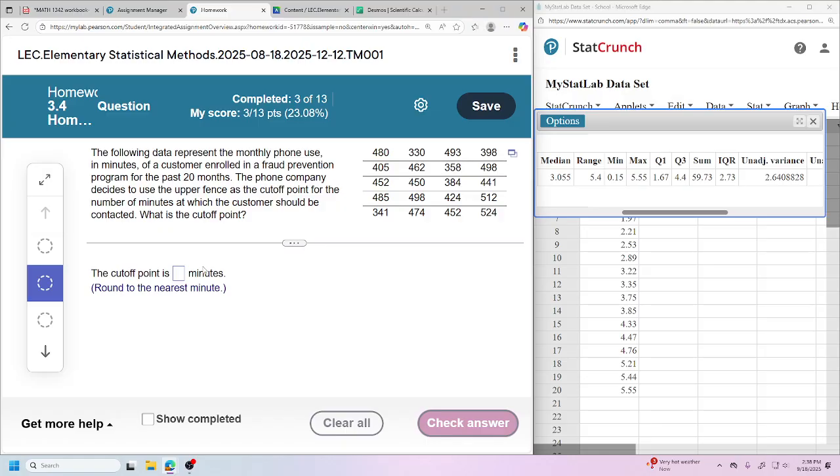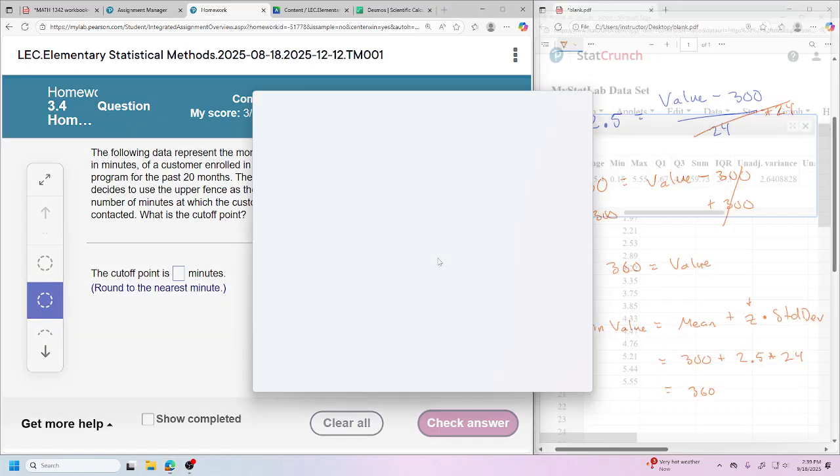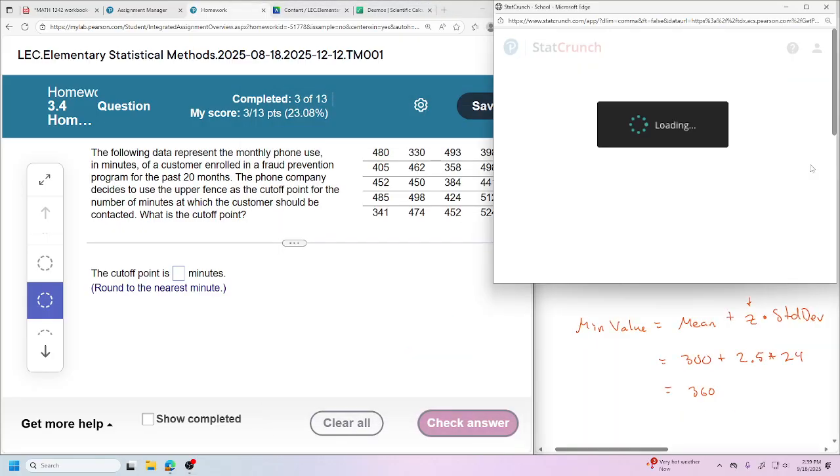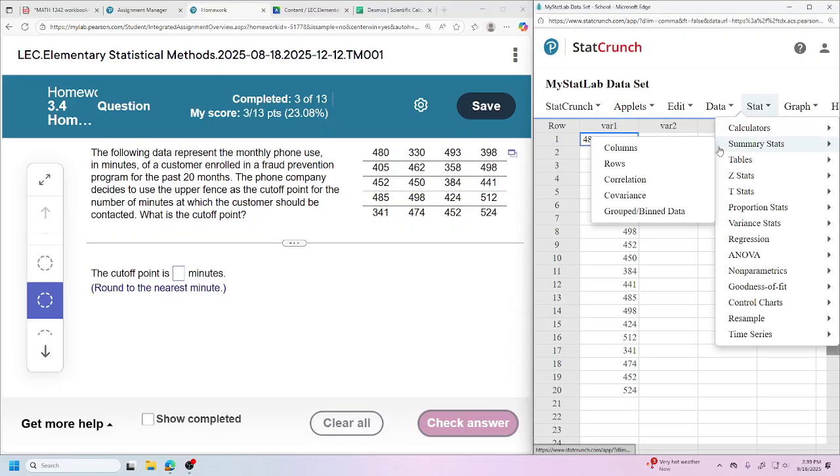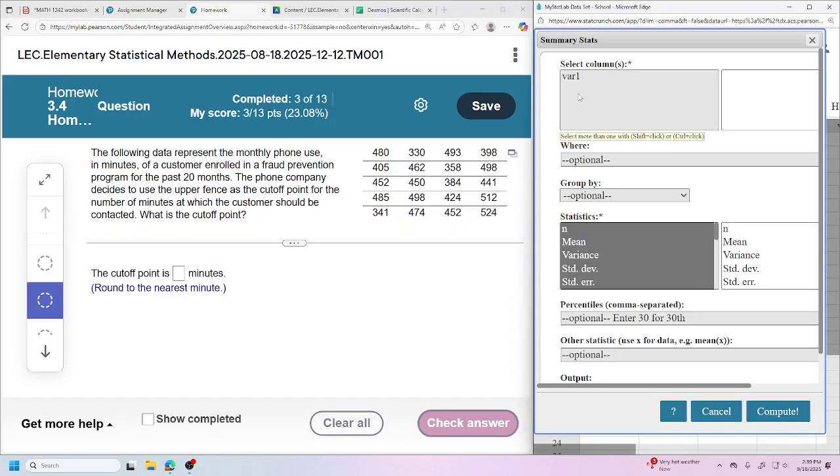Another StatCrunch one. Let me just verify. It decides to use the upper fence. I want to do it because it's a little different, okay? I want to see. Oh, okay, there's not too many more questions. Y'all okay hanging out for a second? All right, cool. This one's a little different than the other ones. It's worded differently. So summary stats columns, done that a lot. var1, clicking all our stuff.